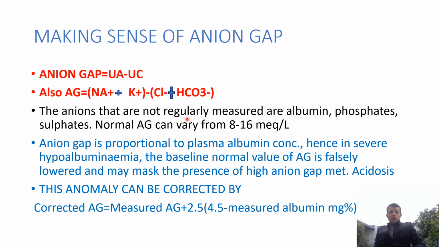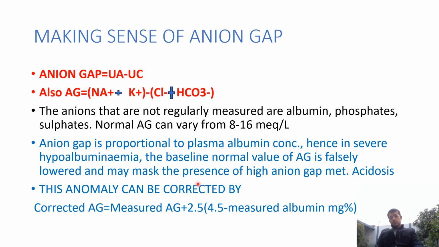The anions that are not regularly measured are albumin, phosphates, sulfates. Normal anion gap can vary from 8 to 16 milliequivalents per liter. Anion gap is proportional to plasma albumin concentration. Hence, in severe hypoalbuminemia, the baseline normal value of anion gap is falsely lowered and may mask the presence of high anion gap metabolic acidosis.